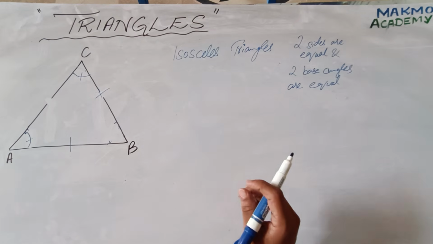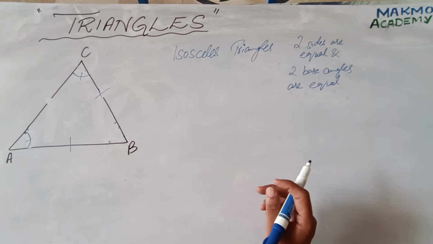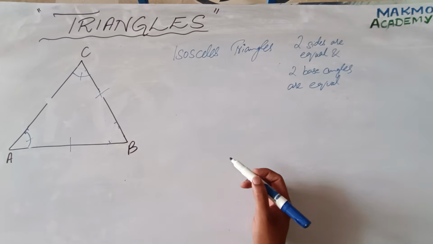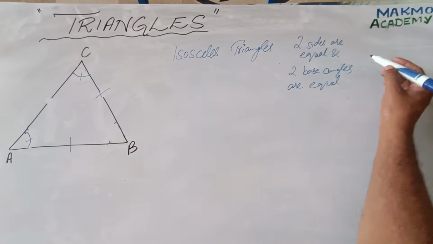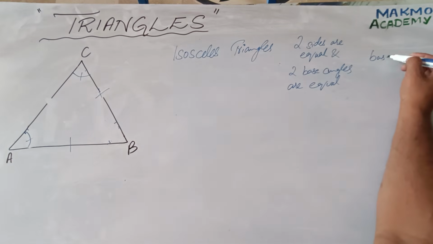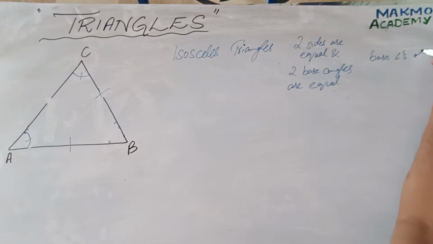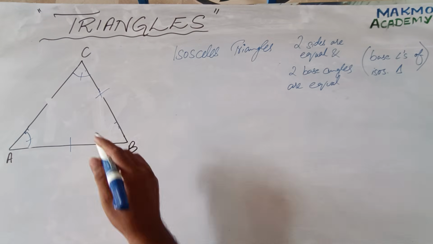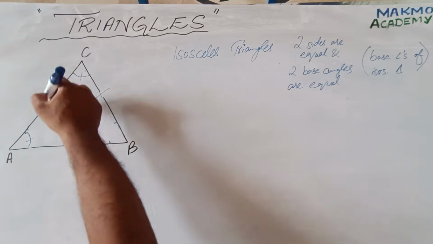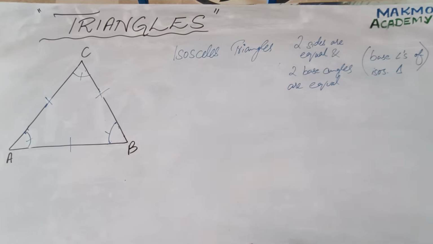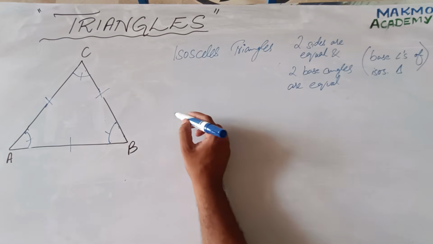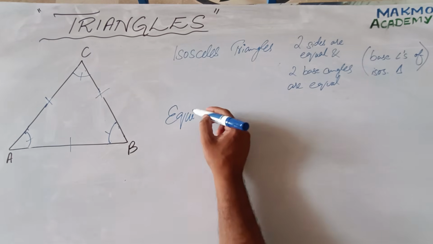And the sum of angles, as you know, is equal to 180 degrees, and we can write it as base angles of isosceles triangle. This is the abbreviation. So after the isosceles triangle, if all three sides are equal to each other, for example, if these three are equal, that triangle is called an equilateral triangle.